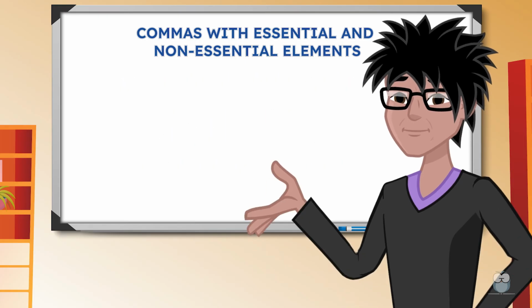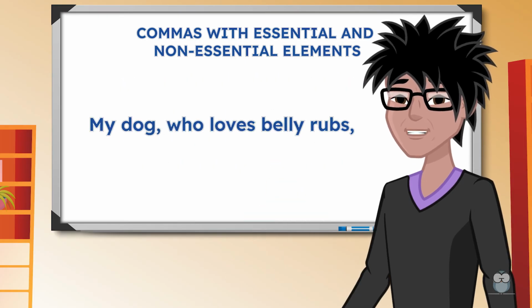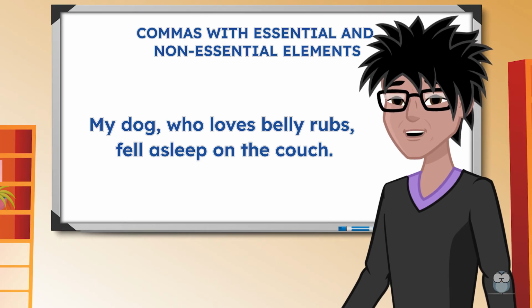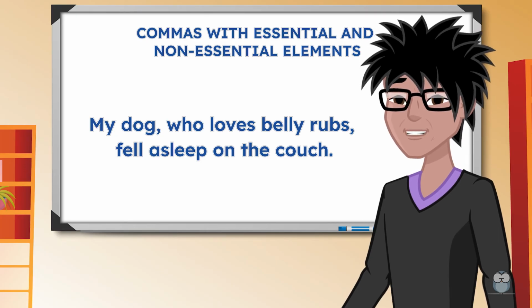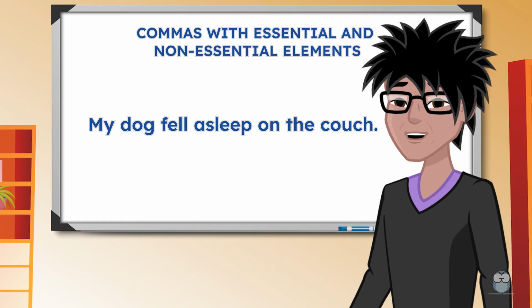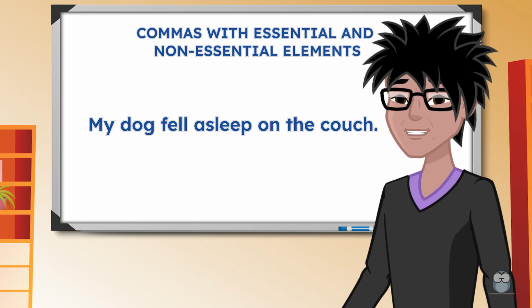For example, my dog, who loves belly rubs, fell asleep on the couch. If we take out who loves belly rubs, the sentence still makes sense. It would be, my dog fell asleep on the couch. Yep, it still makes sense. So we should put commas around that non-essential information.